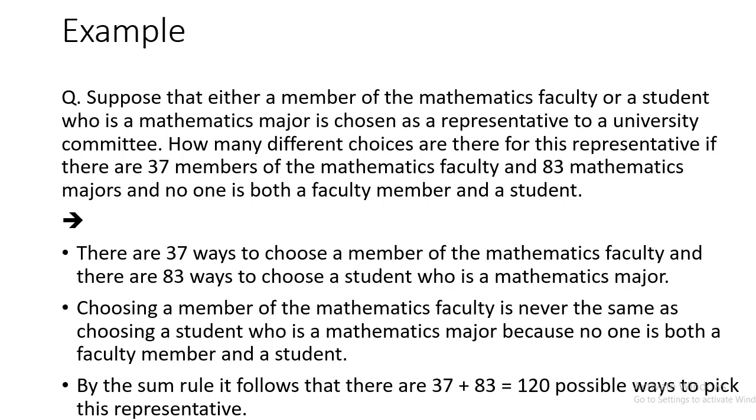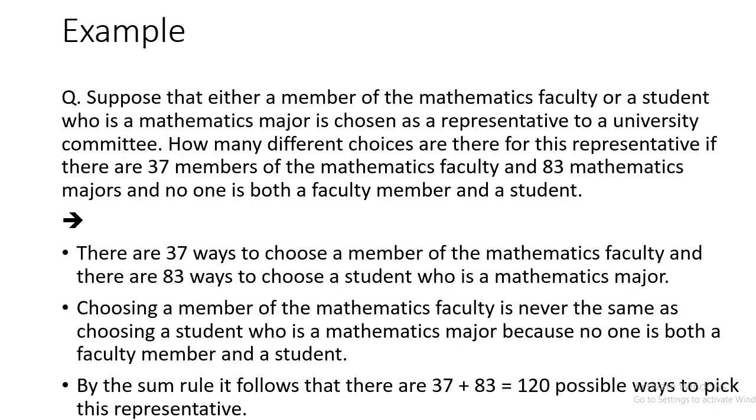There are 37 ways to choose a member of the mathematics faculty, and there are 83 ways to choose a student who is a mathematics major.